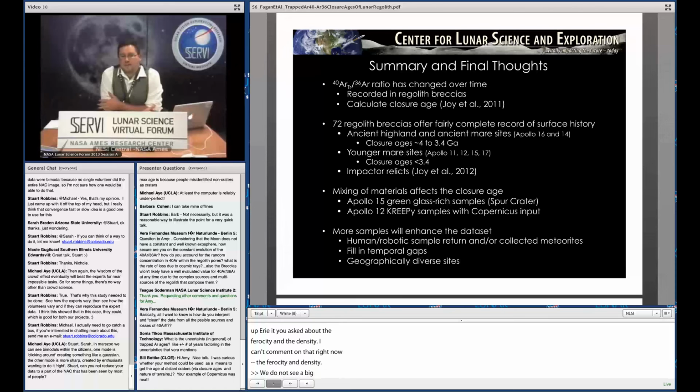Okay. Sonia from MIT asks, what's the uncertainty in general of trapped argon ages, i.e. plus or minus number of years, factoring in some of the uncertainties that Vera was talking about?